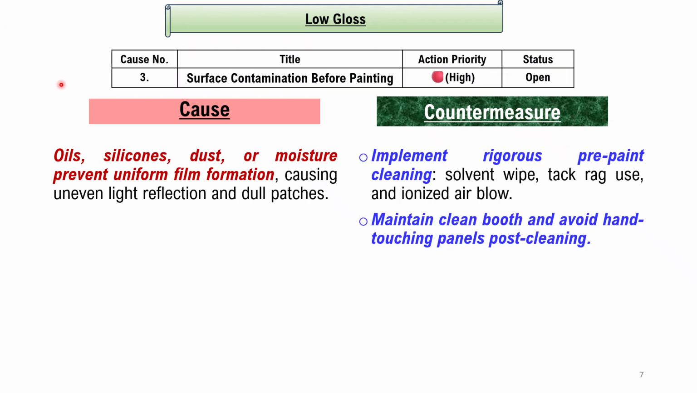Third probable cause is surface contamination before painting, that is, oils, silicones, dust, or moisture prevent uniform film formation, causing uneven light reflection and dull patches. Therefore, implement rigorous pre-paint cleaning, solvent wipe, tack rag use, and ionized air flow. Maintain a clean booth and avoid hand touching panels post cleaning.